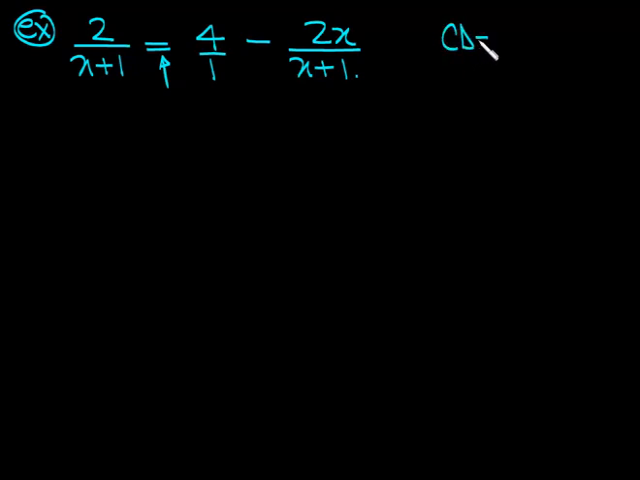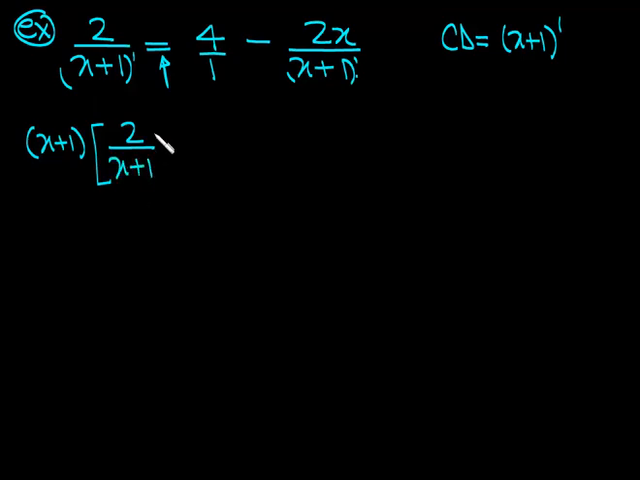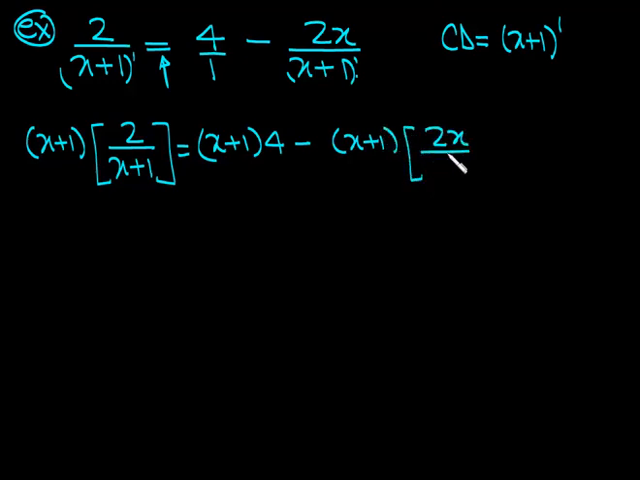So let's find the common denominator. You don't have to factor anything. I only have one factor, x plus 1. The highest power is 1, so just get 1. So let's multiply each term by x plus 1. So we get this is equal to, we get (x plus 1) times 4 minus (x plus 1) times 2x over x plus 1.